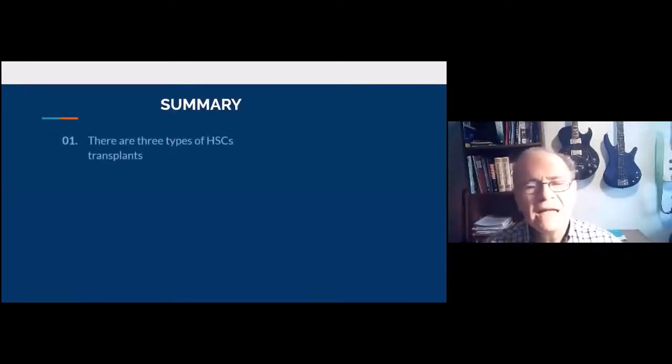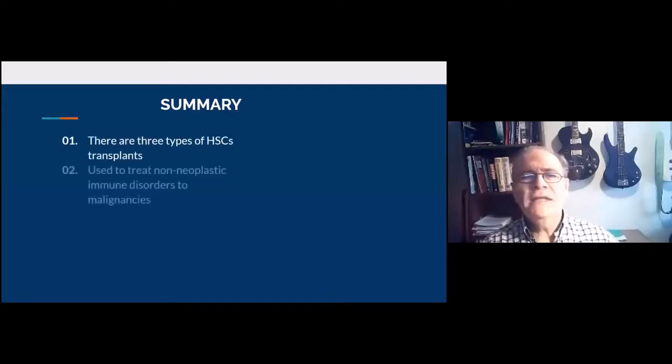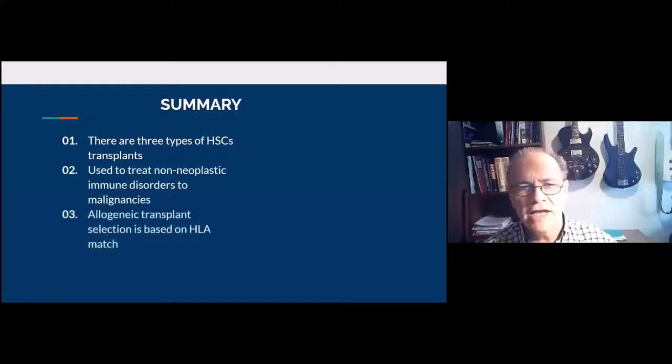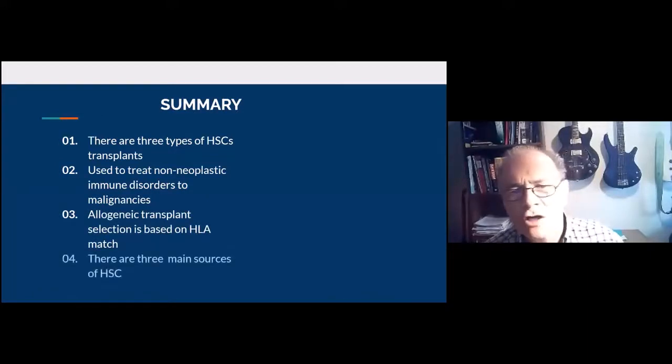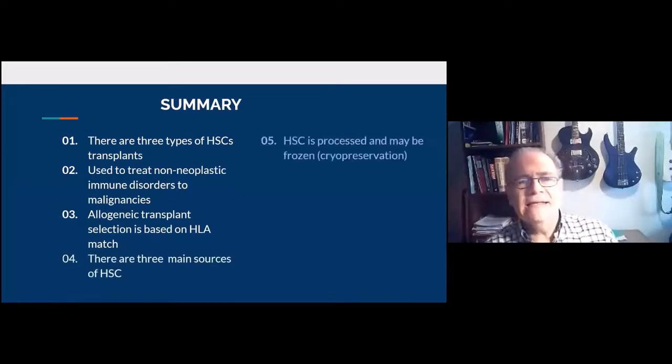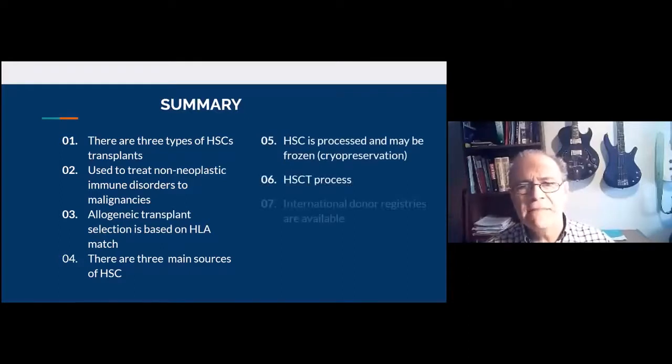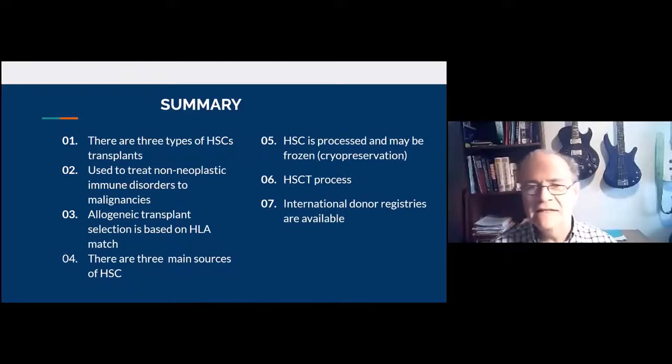In summary, there are 3 types of hematopoietic stem cell transplants: autologous, syngeneic, and allogeneic. They are used to treat non-neoplastic immune disorders to malignancies. Allogeneic transplant selection is based on HLA match. There are 3 main sources of hematopoietic stem cells: bone marrow, peripheral blood, and cord blood, with advantages and disadvantages. These hematopoietic stem cells have different processes, and some of them need cryopreservation.